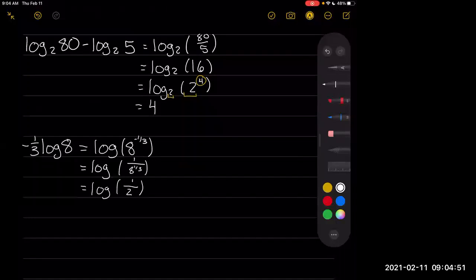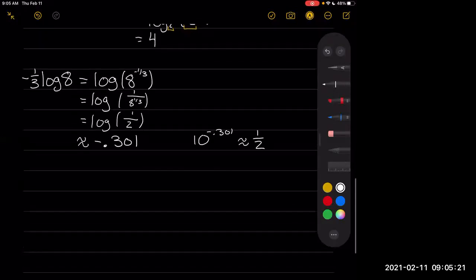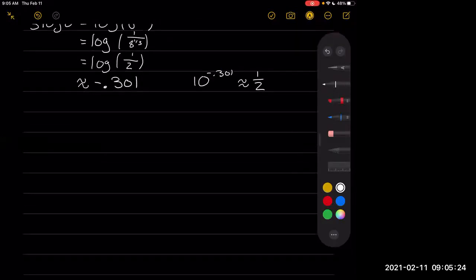And since this is not a clean one like the other ones, on a test you would not be required to go further, but on homework, since you can use calculators, we could approximate this as negative 0.301. And remember, this means that if we raise 10 to the negative 0.301 power, that'll give us about 1/2. Okay. Now moving on, we're going to look at expanding logarithmic expressions.